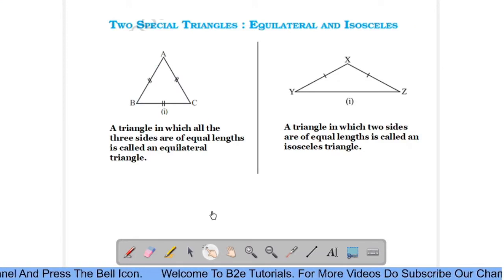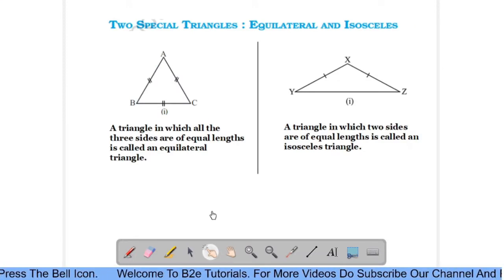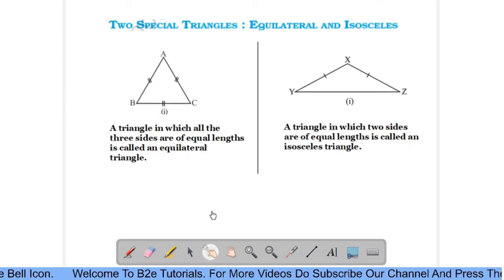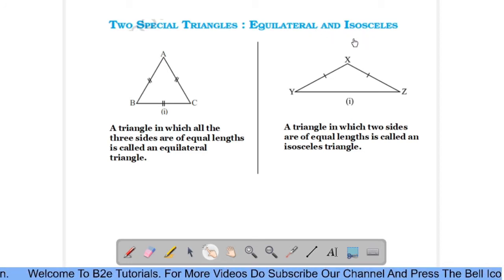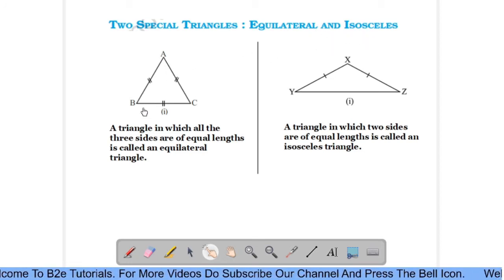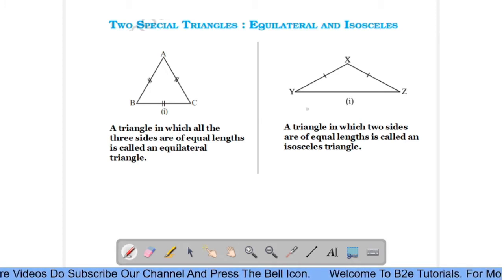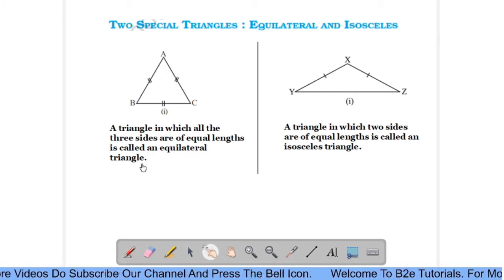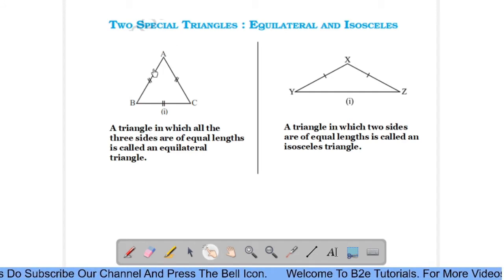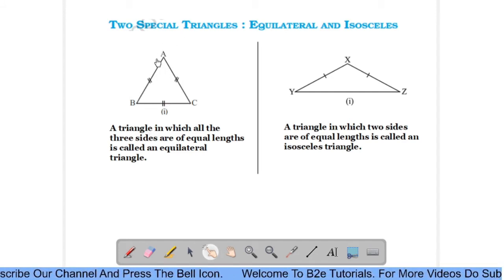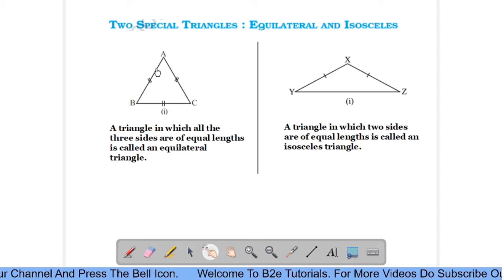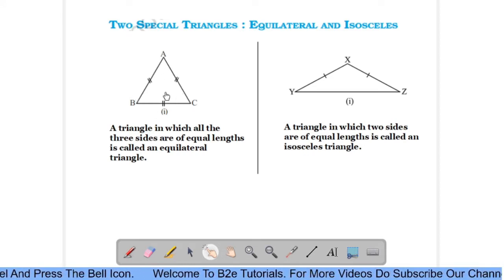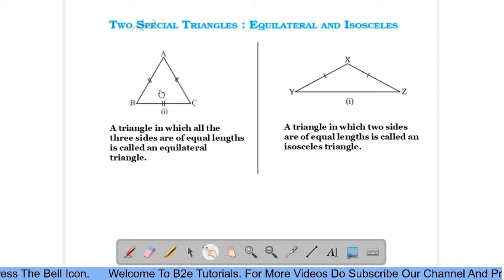Now come to the next topic, that is two special triangles, equilateral and isosceles triangle. What is an equilateral triangle? A triangle in which all the three sides are of equal length is called an equilateral triangle. Here in triangle ABC, the sides AB, BC and AC are equal. Therefore, it is an equilateral triangle.